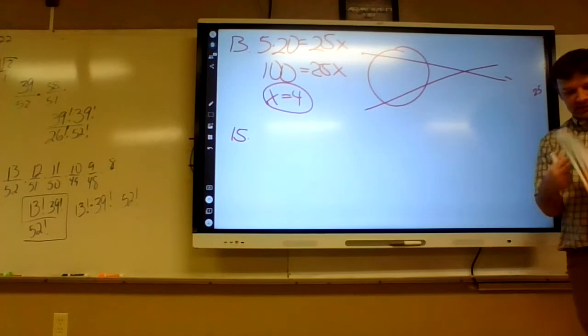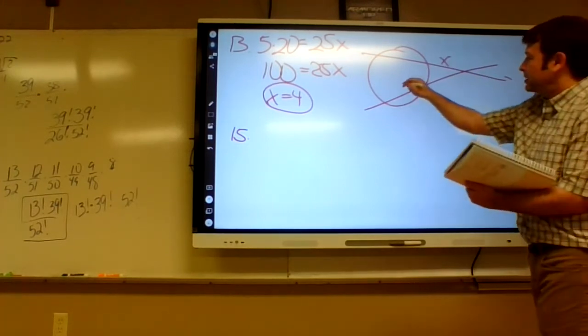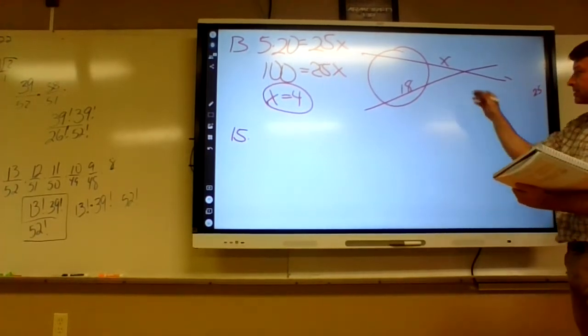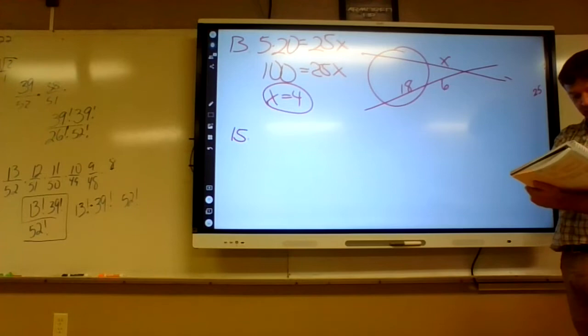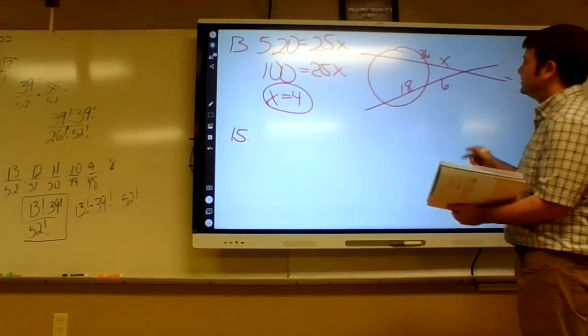Alright. Number 15. CE is what we're looking for. I'll put an X right there. BD is 18. That's this one. DE is 6. That's this one. And AE is 36. That's the whole thing up here.